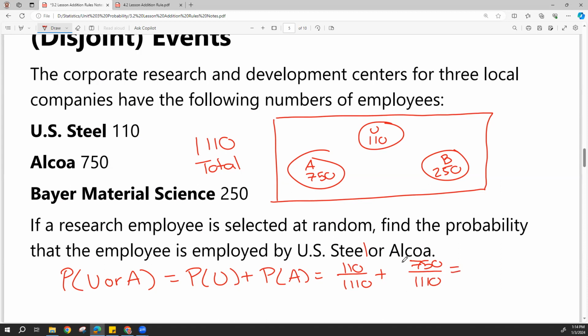We add these together. You can use your calculator to help you. You really only need to add the numerators and get 860. Divide that by 1,110 to get 0.7748. And again, I like to do 4 decimal places. So the probability of randomly selecting a person out of these 1,110 people that works at either of these two companies is 0.7748. So there's a 77.48% chance.